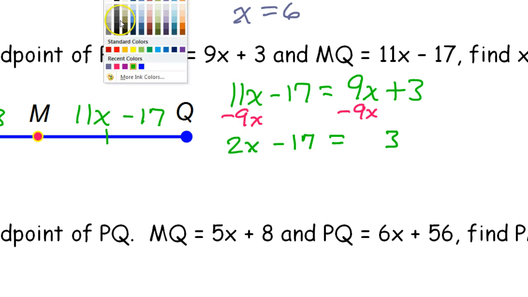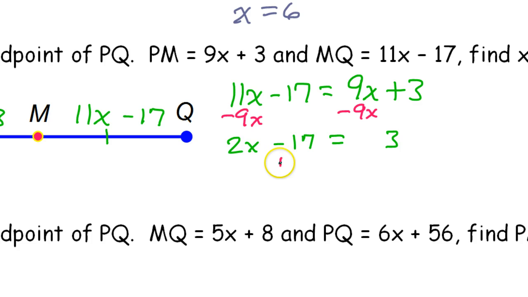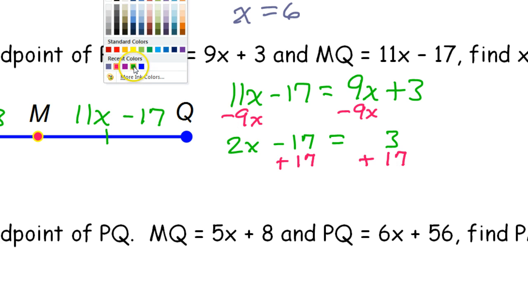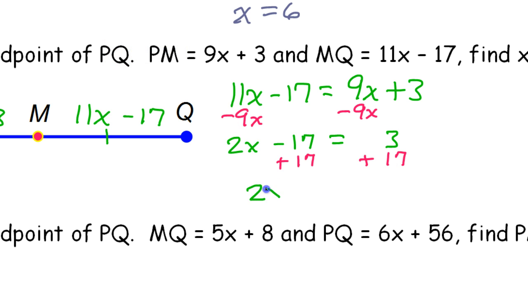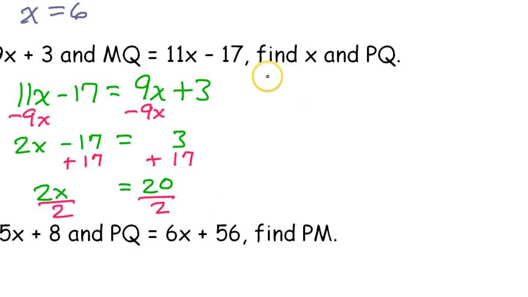Now let's add 17 to both sides to get rid of this negative 17. That gives me 2x is equal to 20. And last I will divide both sides by 2, and that gives me x equals 10. So x equals 10.